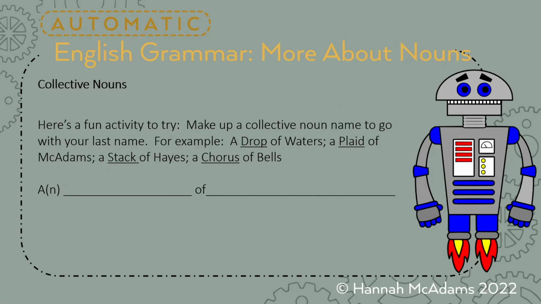And I have a fun activity for you to try if you want. Make up a collective noun name to go with your last name. For example, a drop of Waters. So if your last name is Waters, a drop would be a really good one. My last name is McAdams, which is a Scottish name. I'm not Scottish. I married into a Scottish family, but a plaid of McAdams is a good one. A stack of hays, like a stack of hay, right? A chorus of bells. So think of that and try to come up with something.